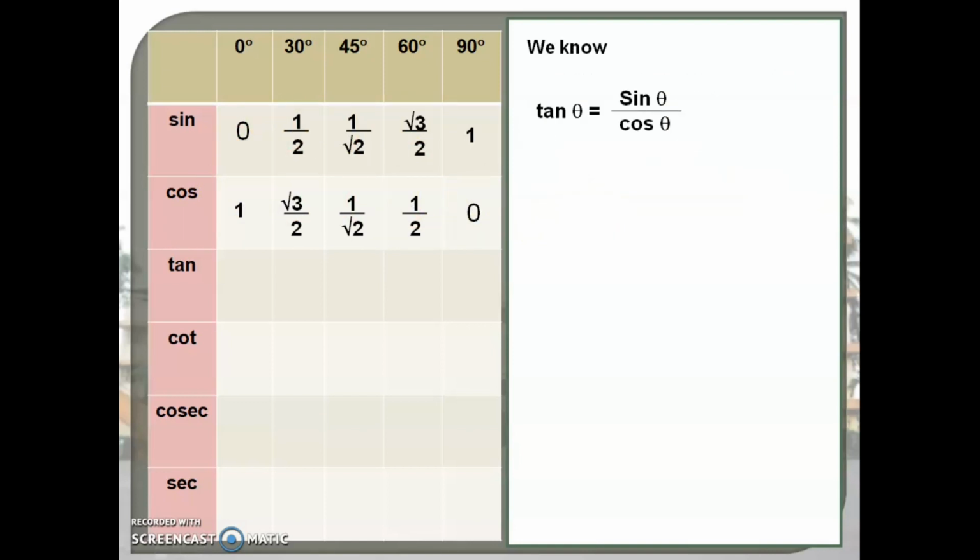Next, we know that tan theta is sine theta upon cos theta. So we'll take the ratio of sine upon cos. We'll begin with 0 degree first. Tan 0 is sine 0 upon cos 0, that is equal to 0 upon 1, which is equal to 0. So we get the tan 0 value as 0.